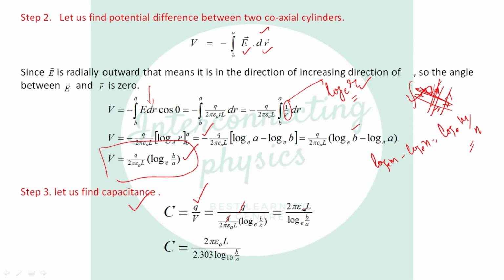So 2 pi epsilon naught L log B over A. If we want to convert this logarithm into natural log, then this will be multiplied with 2.303, that is 2.303 log to the base 10 B over A. So this is the final value for capacitance of the cylindrical capacitor.